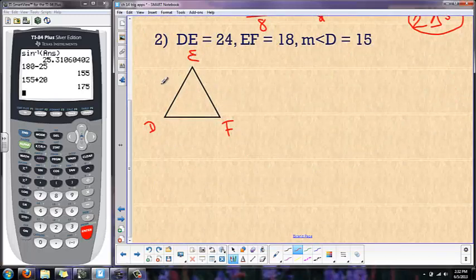Okay, so DE is 24. EF is 18. And the measure of angle D is 15. I'm going to use the law of sines. Now I have the sine of angle 15 over 18, and now I have to use this angle because that's the side that I have. So the sine of angle 15 over 18 is equal to the sine of angle F over 24.